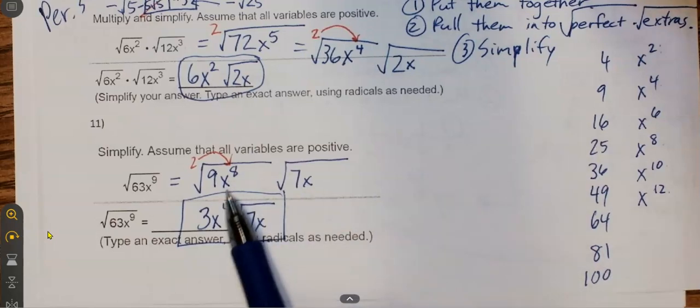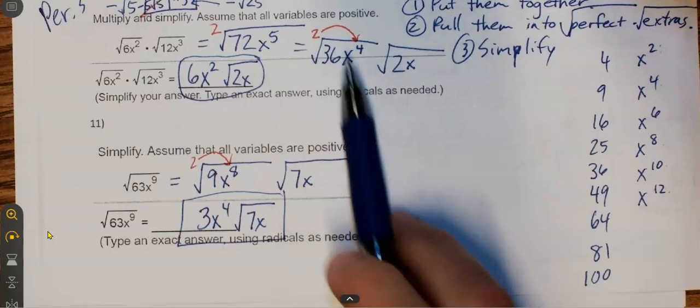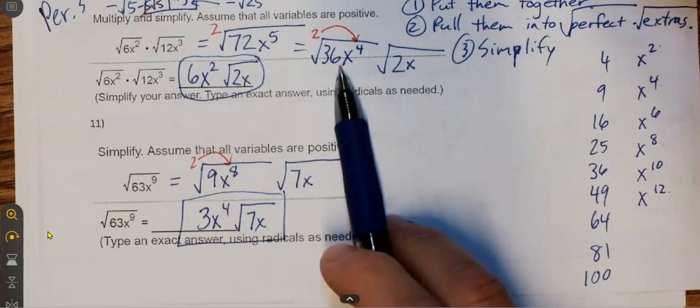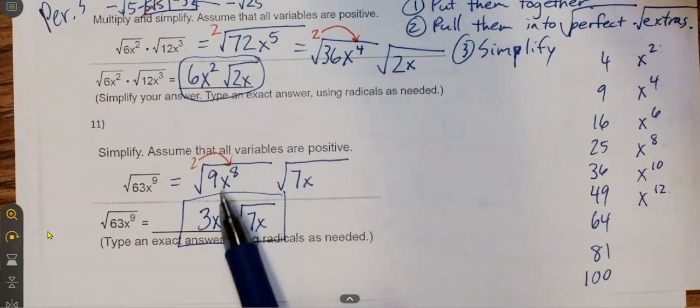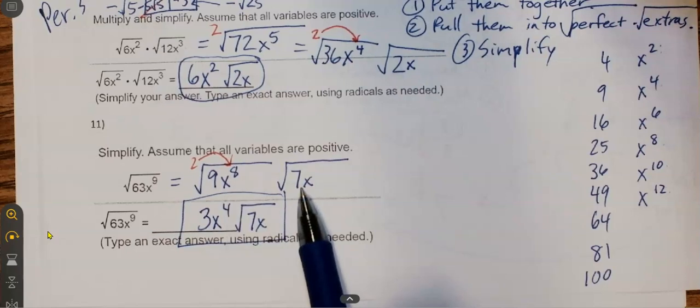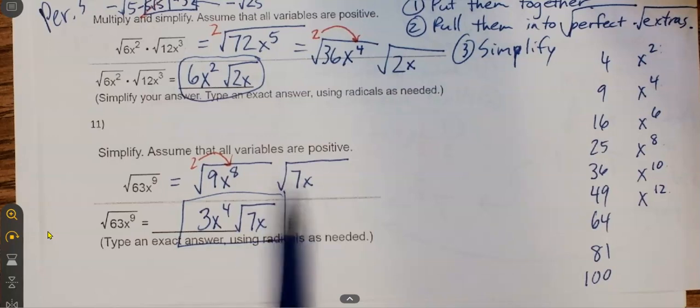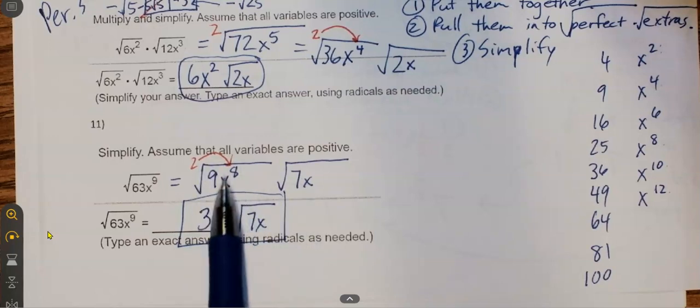Yeah, it's the only thing you can simplify. You've got the perfect category, just like we had in the last situation. It's the perfect category and the extras. Extras you can't do anything with. We specifically pulled out the perfect parts so that we could simplify those parts.